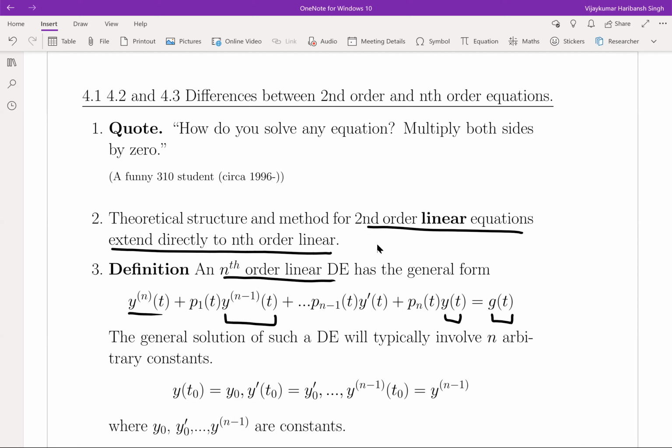Now, when does it become linear? It becomes linear if the coefficients of these derivatives are functions of t only. That means they do not have any y terms in them.